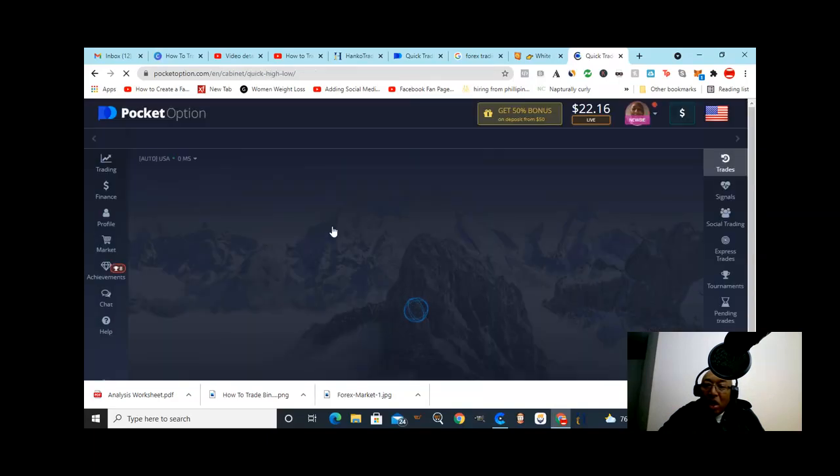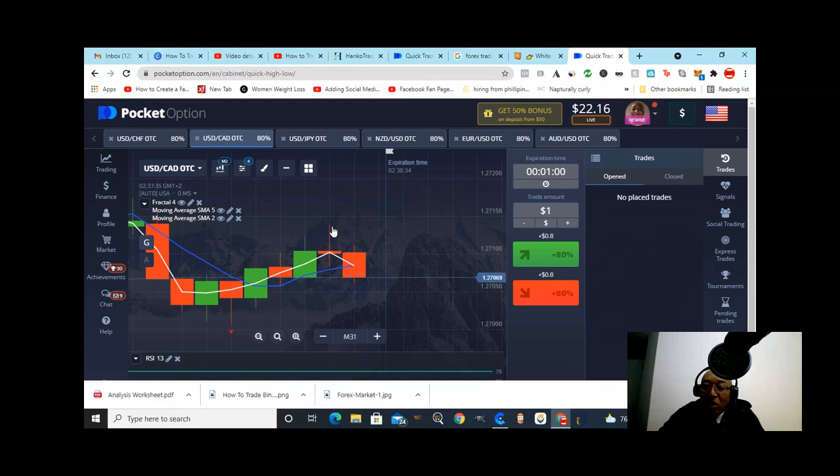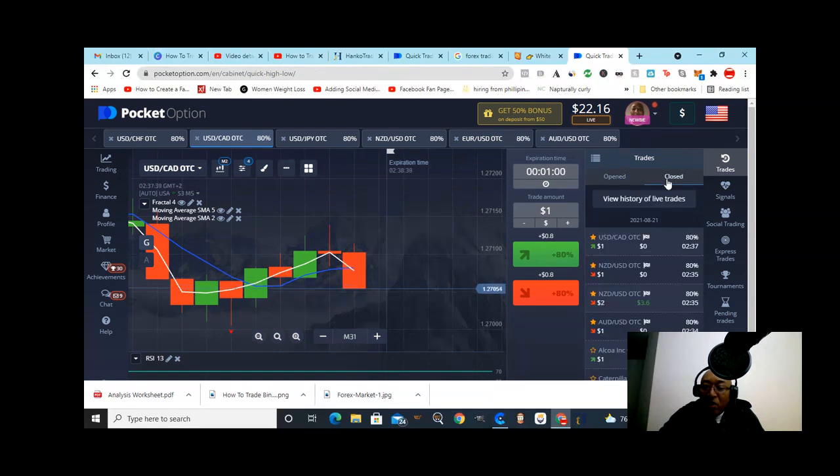But it looks like I took a few trades here and I have lost so many of them. I took 1, 2, 3, 4, 5, 6. And I have only won 1 and lost 5. The winning was bigger because I bid 2, so I made 3.6. But each trade was $1. So I'm still negative like $4.